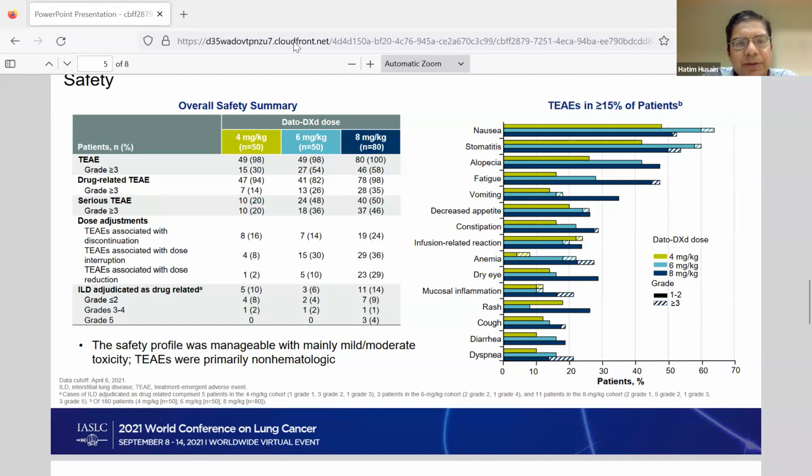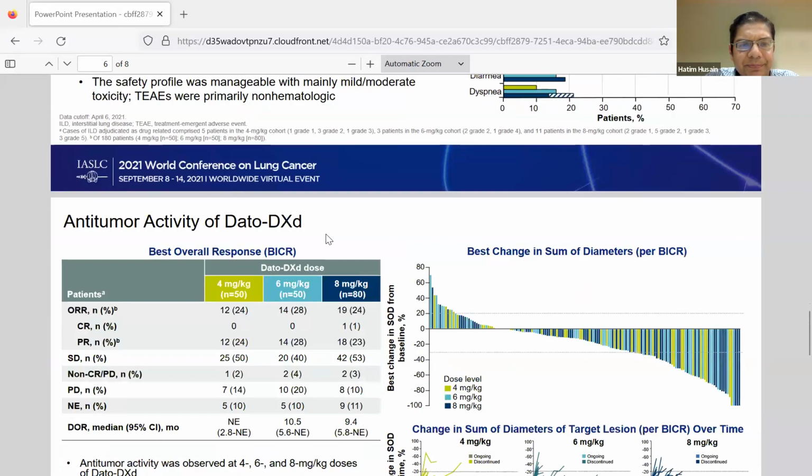I think some other key points just to highlight here: treatment discontinuation rate, 16% across the 4 milligram per kilogram, 14% with the 6 milligram per kilogram, 24% with the 8 milligram per kilogram. Also some dose interruptions, as we can see that increase as we increase the dose, and the dose reduction rate also increases as we increase the dose.